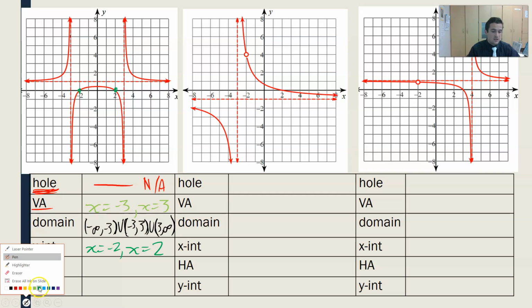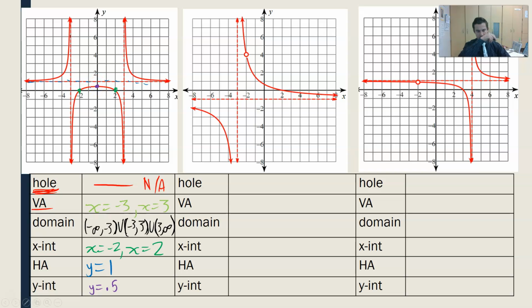My horizontal asymptotes are dotted lines going from left to right, which in this case goes through y equals 1. So my horizontal asymptote is at y equals 1. Then the last thing I need to find is my y-intercept, or any place that I touch the y-axis, which in this case looks to be about y equals 0.5, halfway between 0 and 1 here. So that would be my y-intercept.